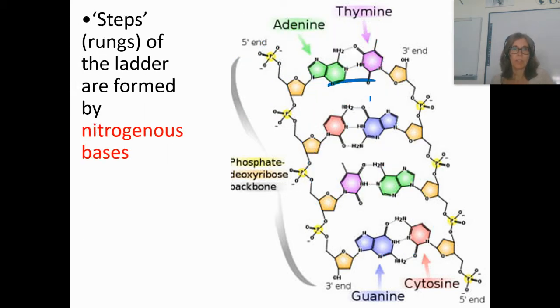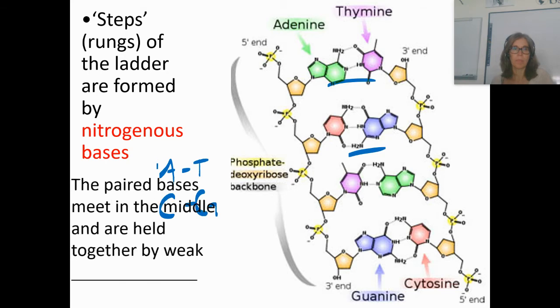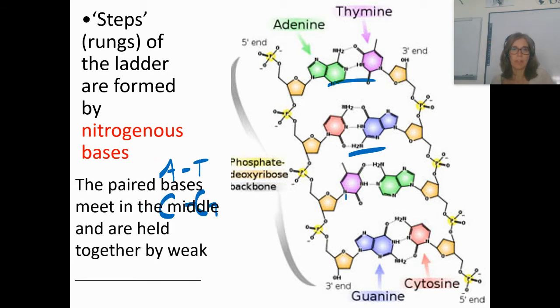So the steps or the rungs are the bases, the adenines that bind with the thymines, or the cytosines that bind with the guanines. They meet in the middle. They're held together right here. These are weak hydrogen bonds. Here, here, here. Because you need to be able to unzip it easily.